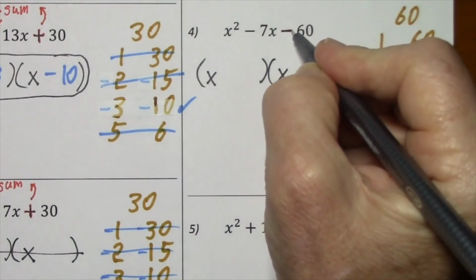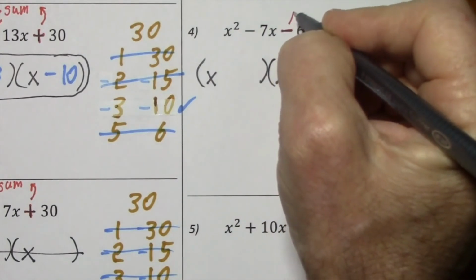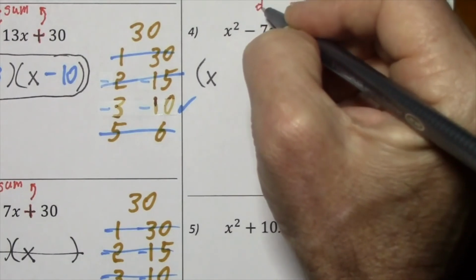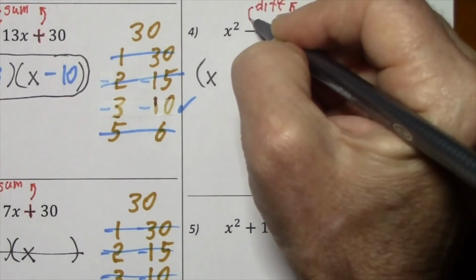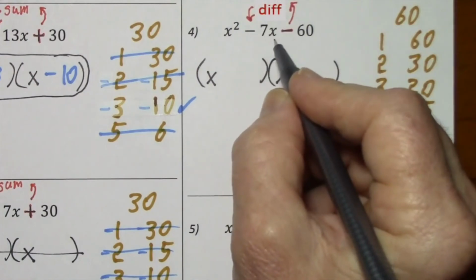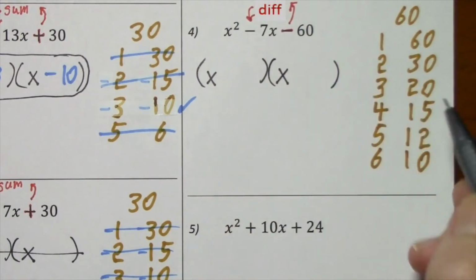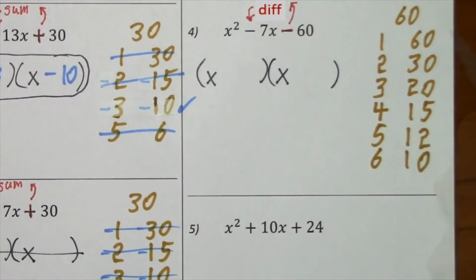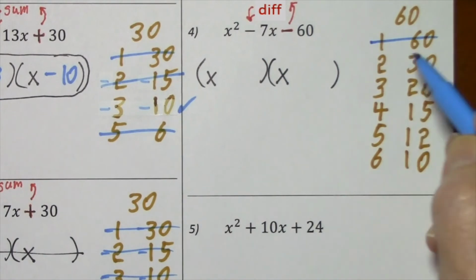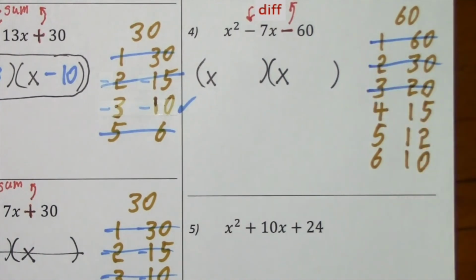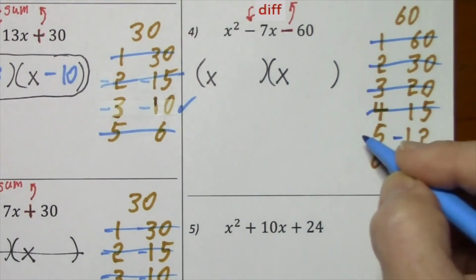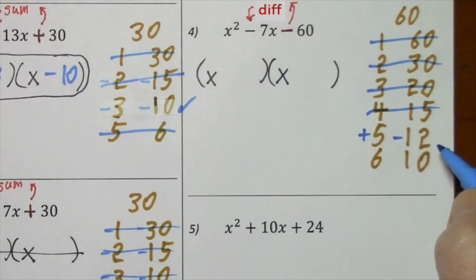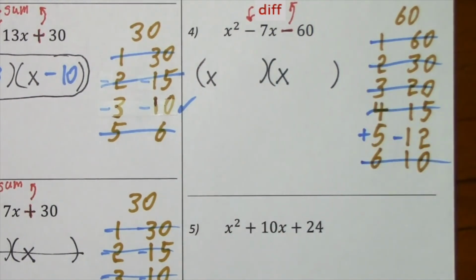Looking at the sign of the last term, since it's negative, we want a difference, and we want to end up with a -7. So these signs have to be different. So if we're trying to subtract and get -7, that won't work, that won't, nope, no, here, -12, +5, that would give us our -7. These two can't help us.